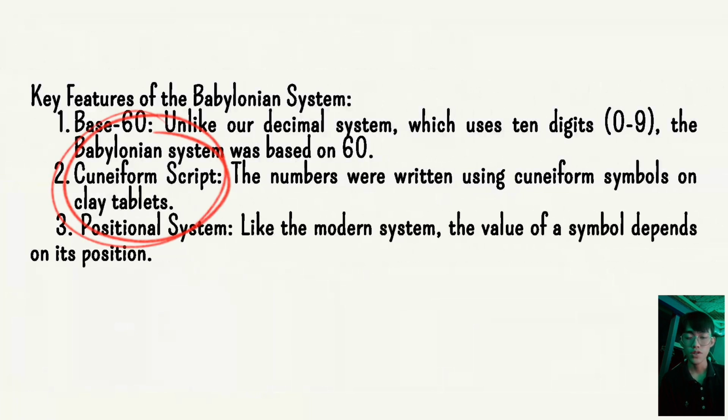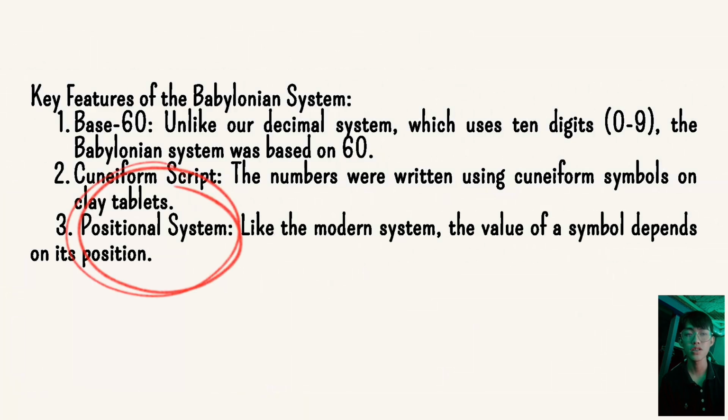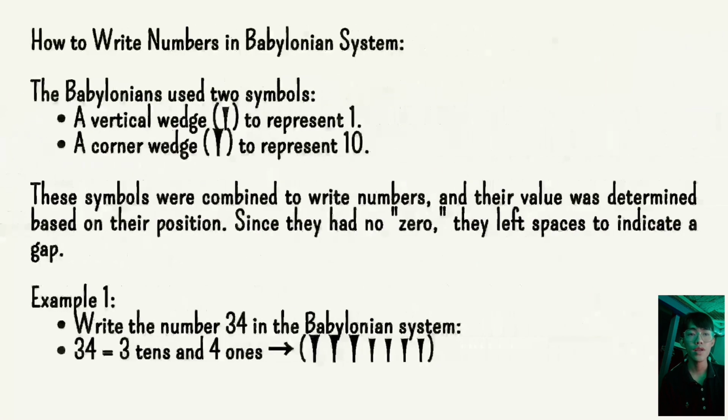Second is the cuneiform script. The numbers were written using cuneiform symbols on the clay tablets. And lastly, the positional system. Like the modern system, the value of a symbol depends on its position. So how to write numbers in a Babylonian system?